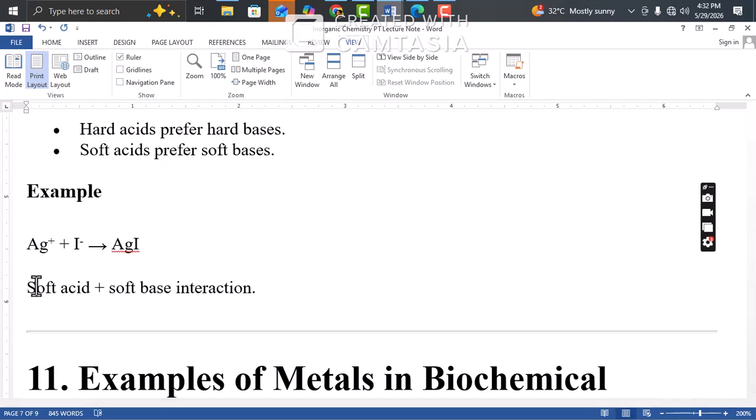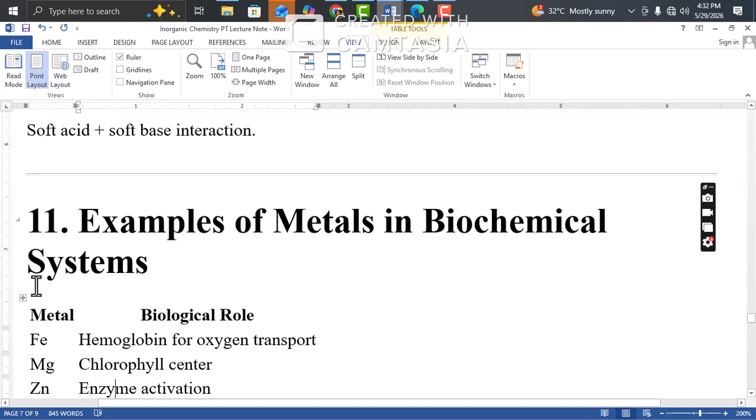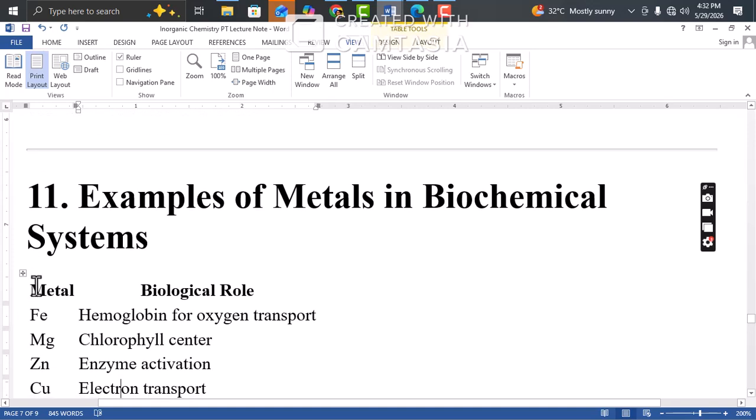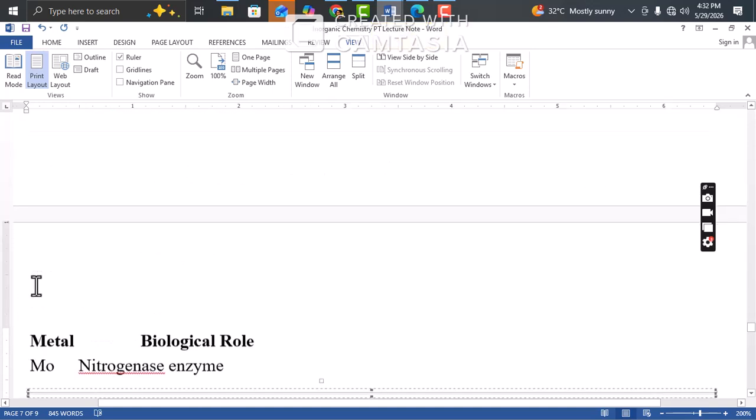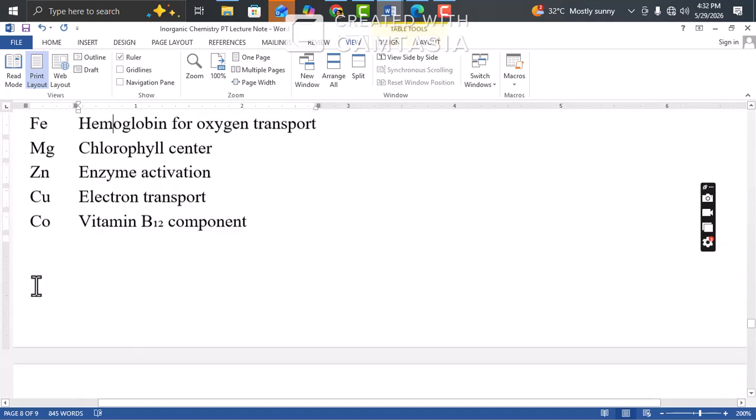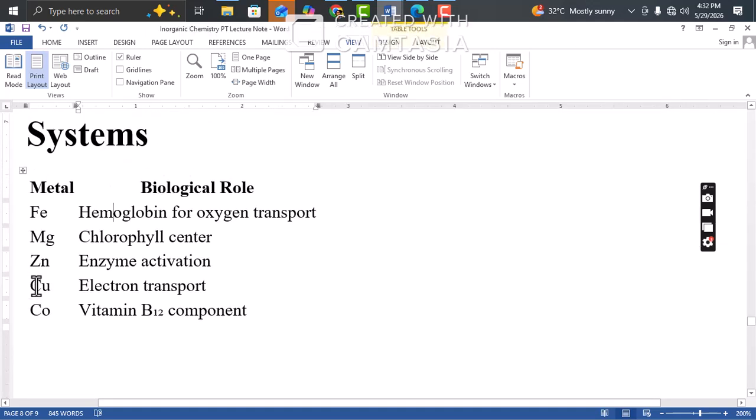Now, examples of metals in biochemical systems. Take note of this. Iron, for instance, you find in hemoglobin, and it is important for oxygen transport. Without it, you will not be alive. Magnesium, of course, is at the center of chlorophyll, for photosynthesis. Without it, you would not have food to eat, right?